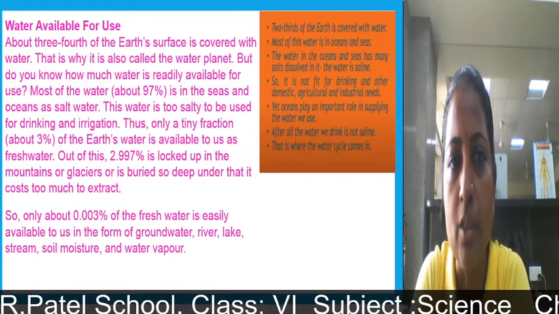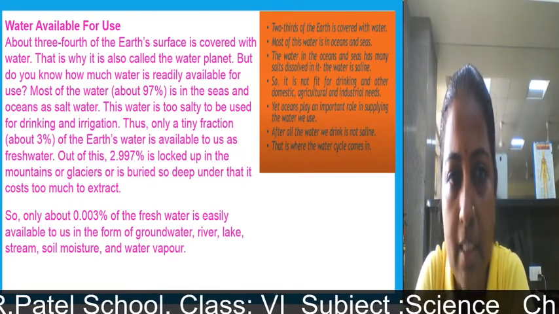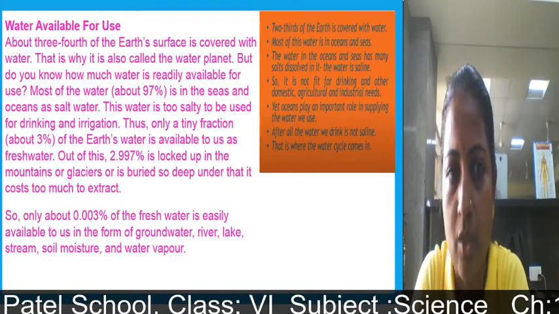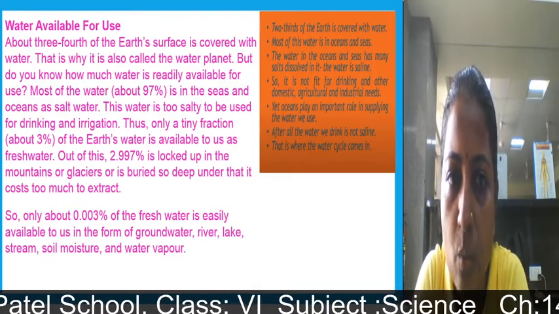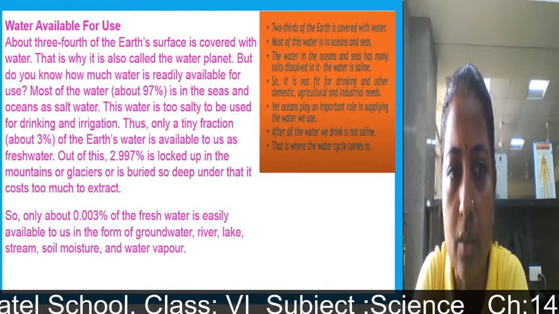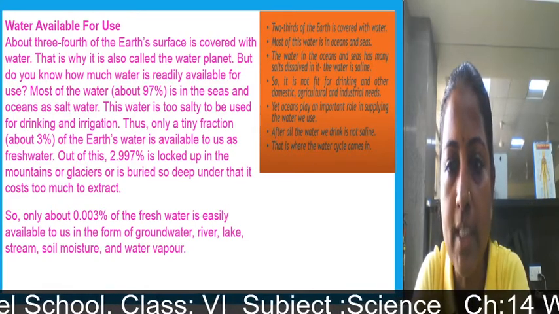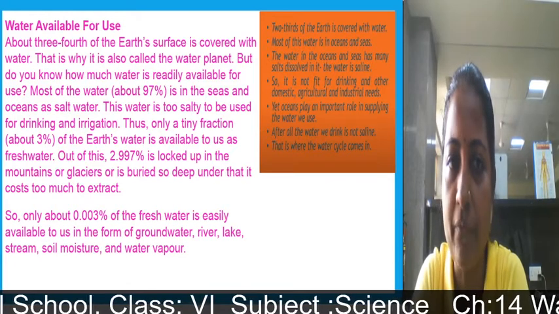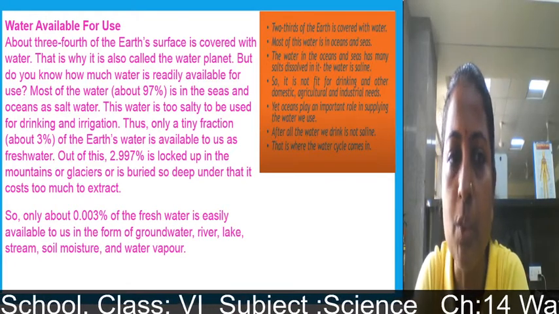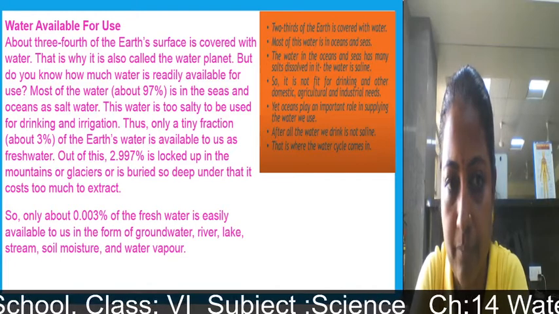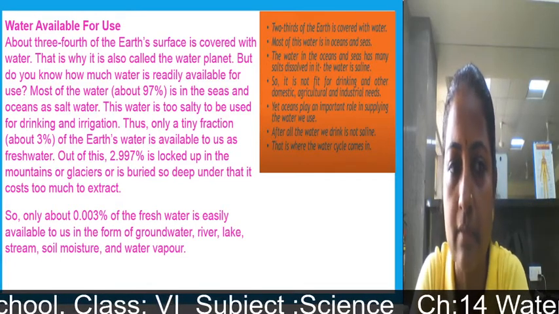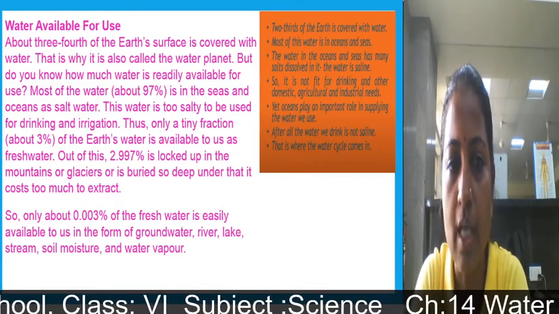Out of this, 2.9997% is locked up in the mountains of glaciers and is buried so deep under that it costs too much to extract. So only about 0.003% of the fresh water is easily available to us in the form of groundwater, river, lake, streams, soil moisture and water vapor.